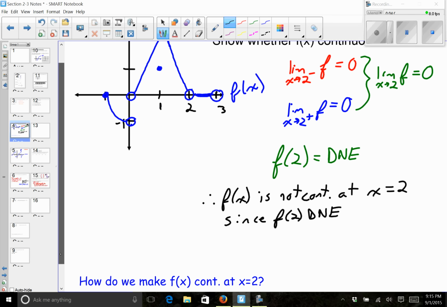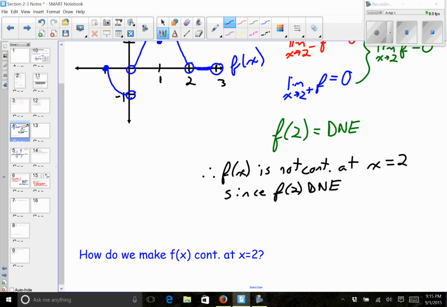And remember, it's called removable because it means we can actually remove the discontinuity. We can make it continuous. So what could we do to make this continuous? It's actually really basic. All we have to do is fill in the hole. In other words, we define f of 2 to equal 0. And that would fill in the hole, and it would make our function continuous.